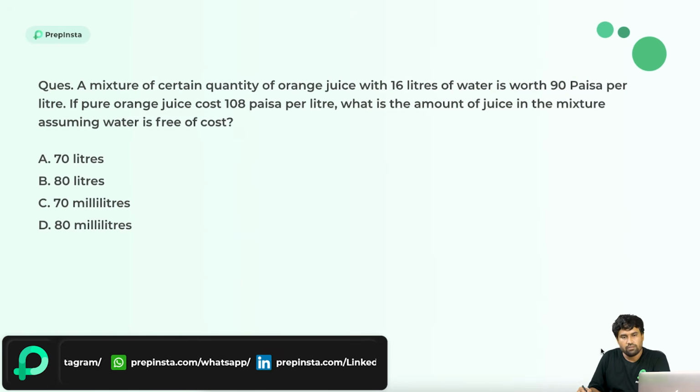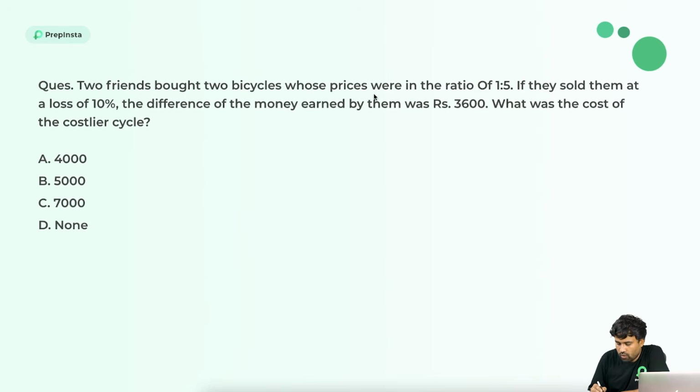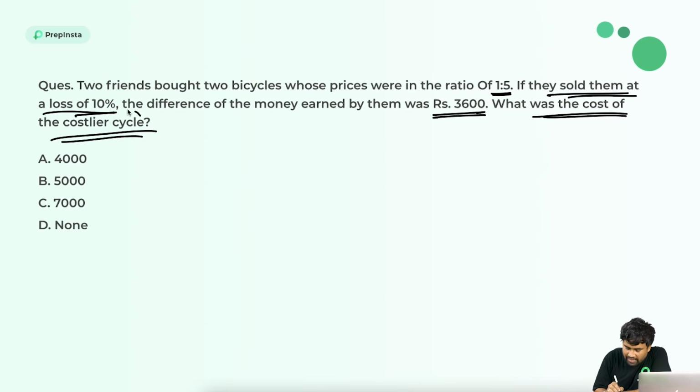So just look into the next problem. Just look at here guys. Two friends bought two bicycles whose prices were in the ratio of 1:5. If they sold them at a loss of 10%, the difference of the money earned by them is 3,600 rupees. What was the cost of the costlier cycle?